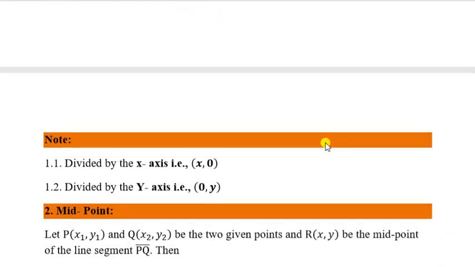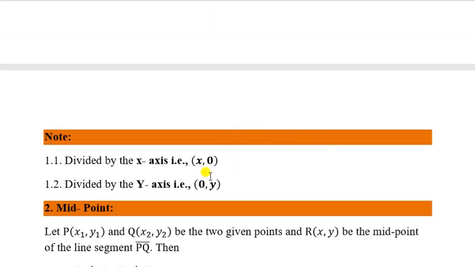Now, in the question you will get this kind of question: a line segment PQ is divided by the x-axis. Only it will be given like this, divided by x-axis. And we know x-axis means the coordinate of that point will be x comma 0. So when it is given that the line segment is divided by the x-axis, then you have to use that x comma 0: the line segment PQ divided by x comma 0.